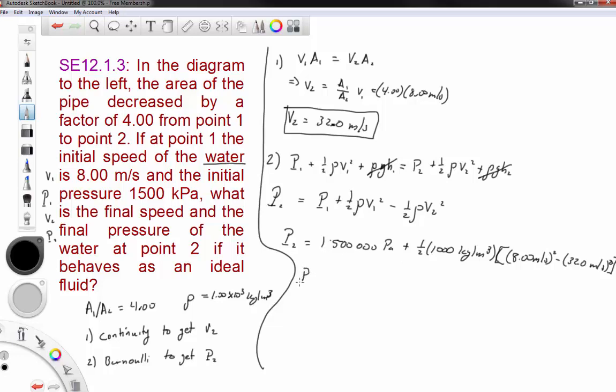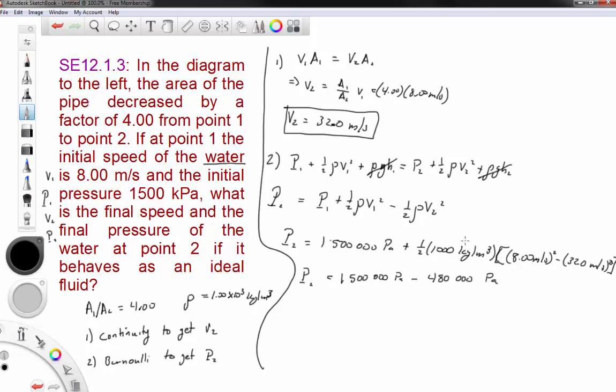Okay, so P2 should therefore be given by 1,500,000 pascals, and ultimately these two subtracted, this subtracted from this is going to give 960. So divide that by 2 and you've got 480, multiply by 1,000, you've got 480,000, and it's negative, so minus 480,000. And the units balance to pascals because this is meters squared per second squared.